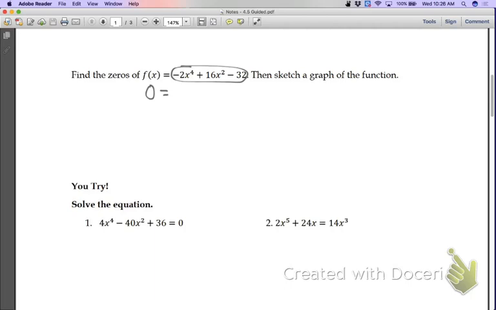Okay? I would factor out a negative 2. Because this lead number right here is negative, I would factor out a negative. It's just going to be easier to factor. So then if I have x to the fourth minus 8x squared plus 16.